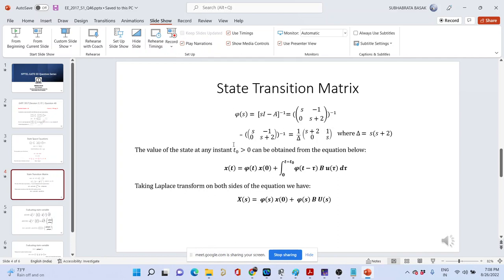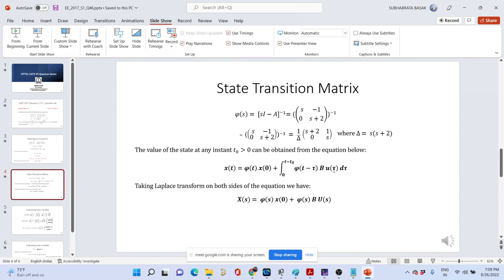Now, to find the value of the state at any instant t0 which is greater than 0, it is given by x(t) equal to phi(t) into x0 plus the integral from 0 to t0 of phi(t minus tau) B into u(tau) d tau. Now you see this term is very familiar to us. It looks like convolution, right? This is nothing but the convolution of phi and u.